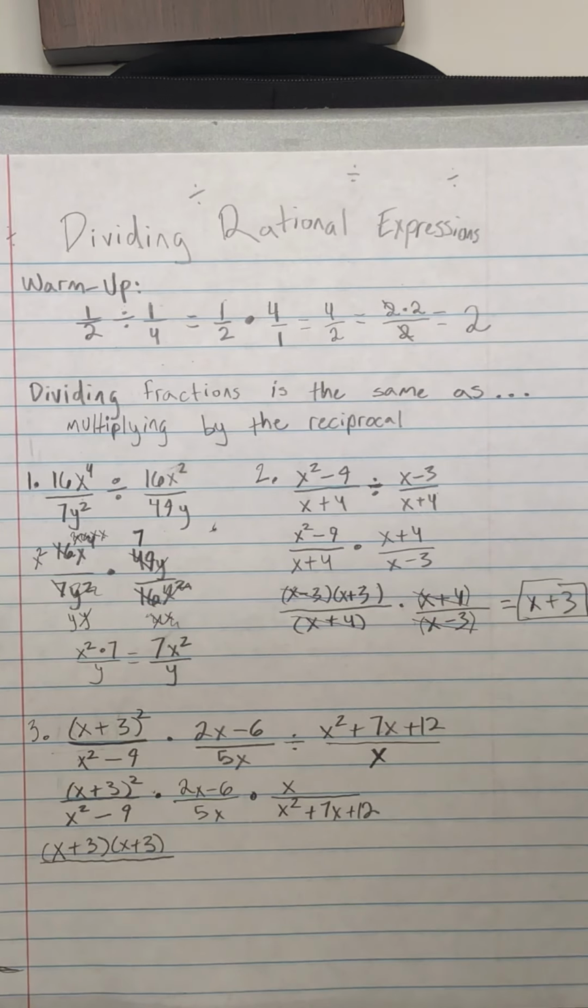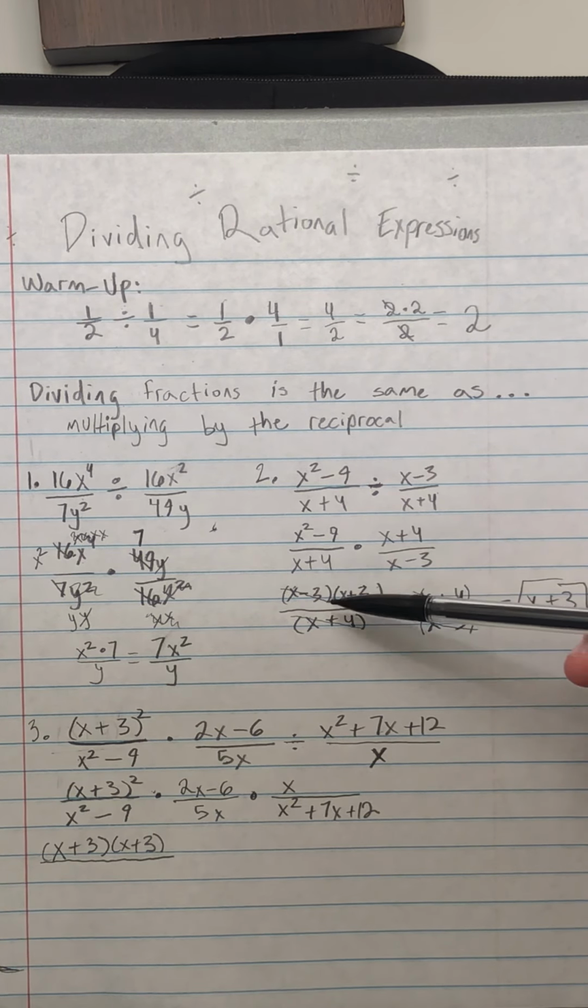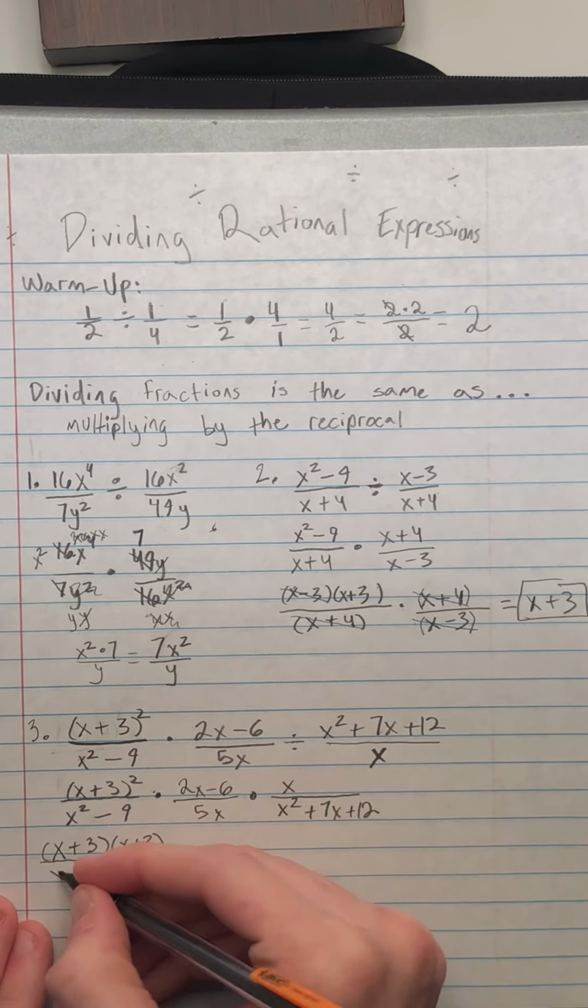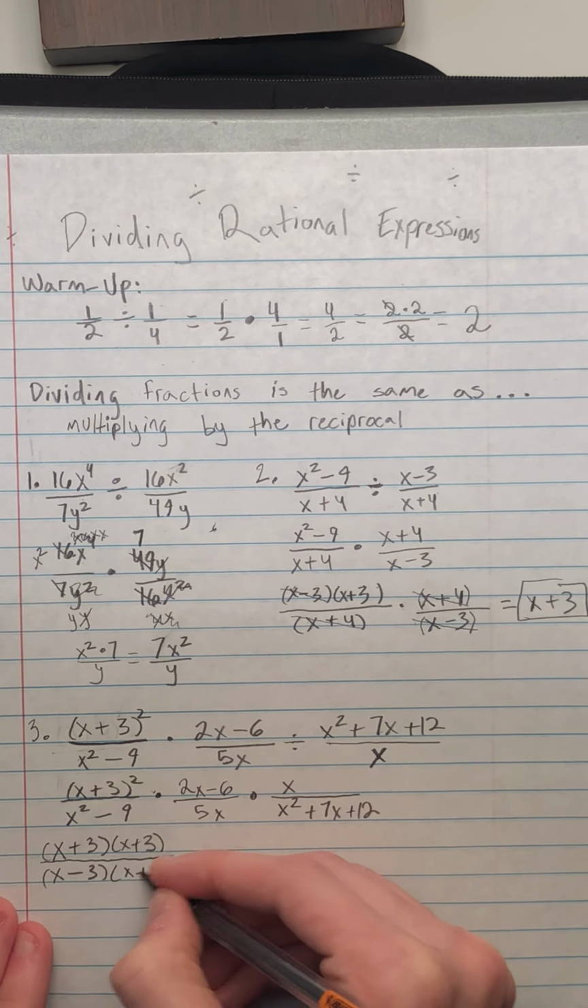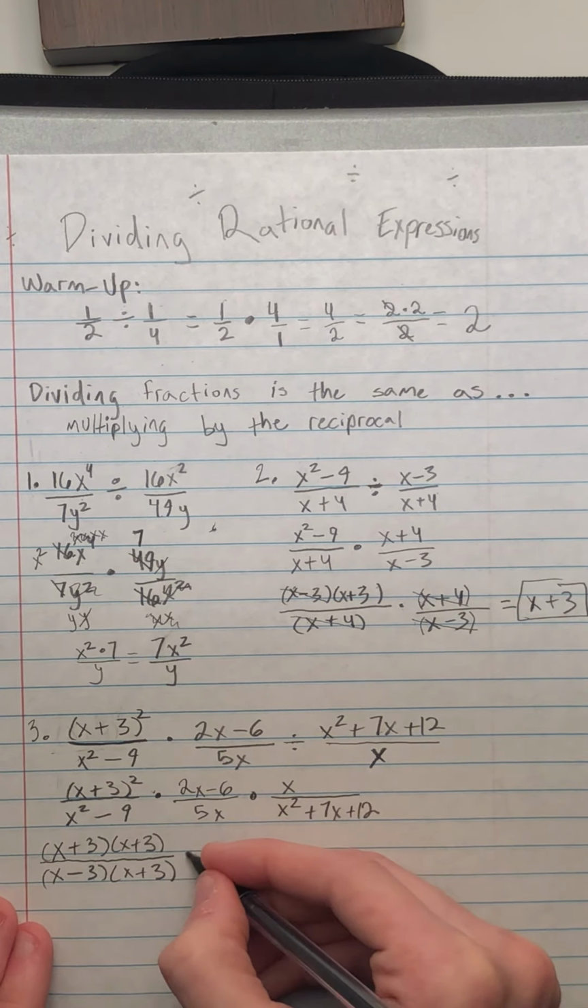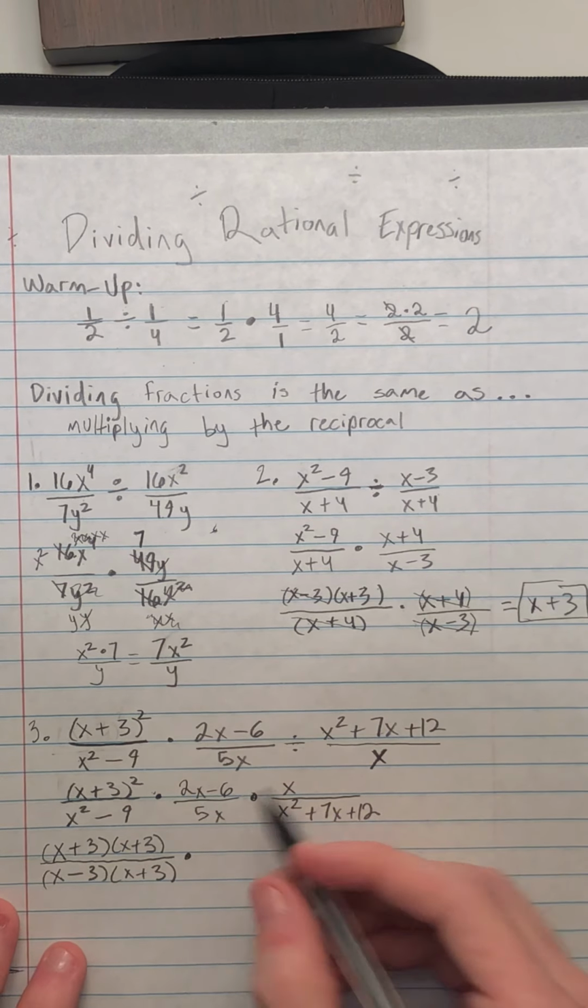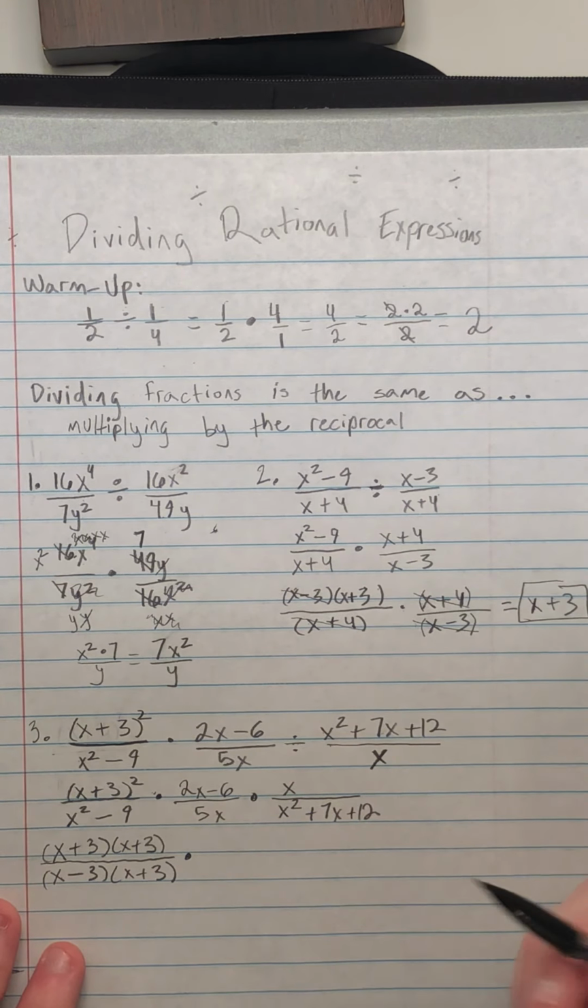So I have x plus 3 times x plus 3 over, well, x squared minus 9, we just did that one up here, is x minus 3 times x plus 3. Okay, not going to cancel out. I'm going to keep factoring. Could if you wanted to.